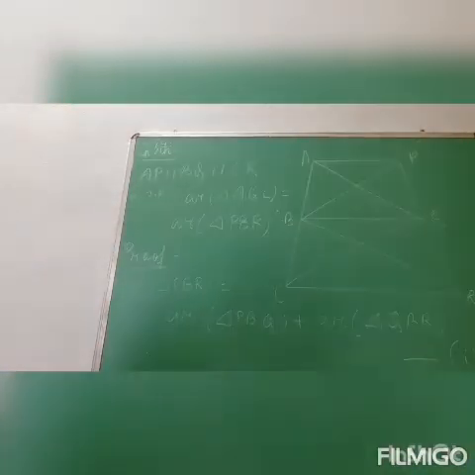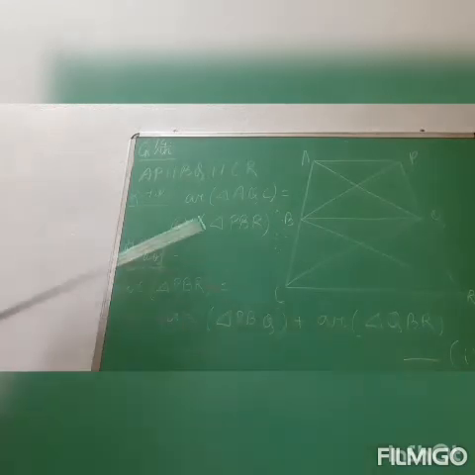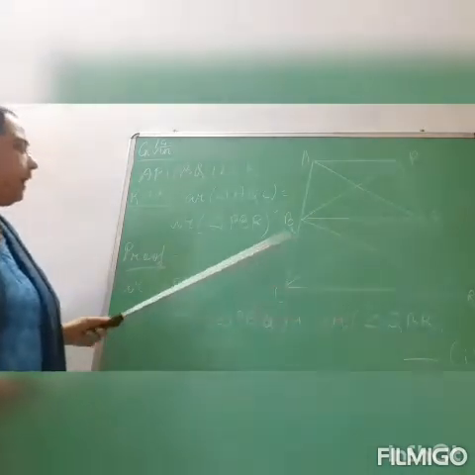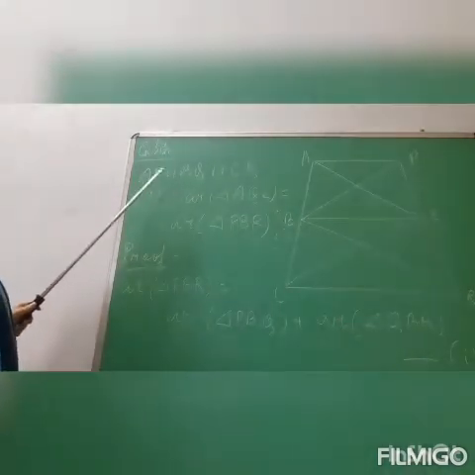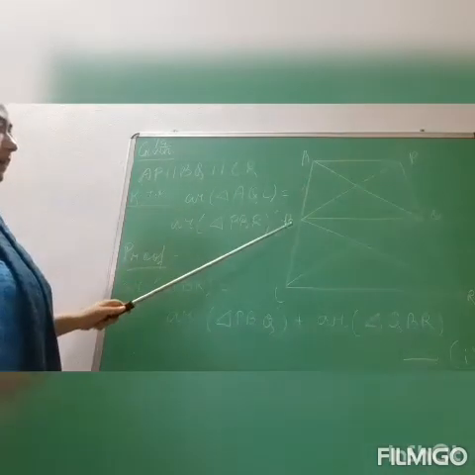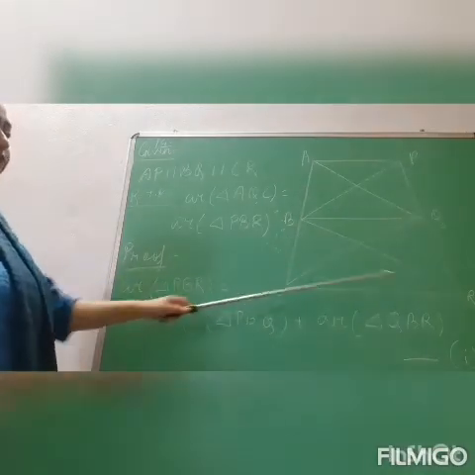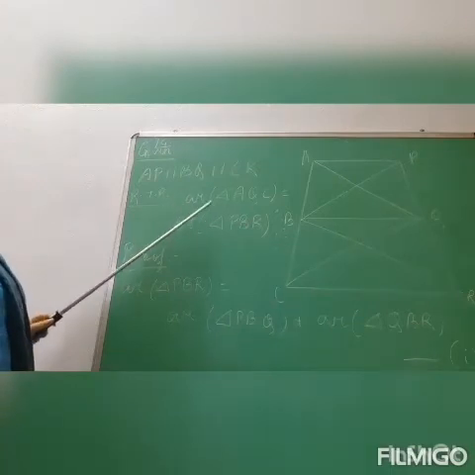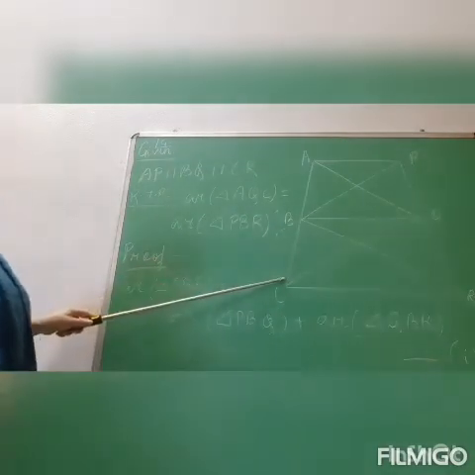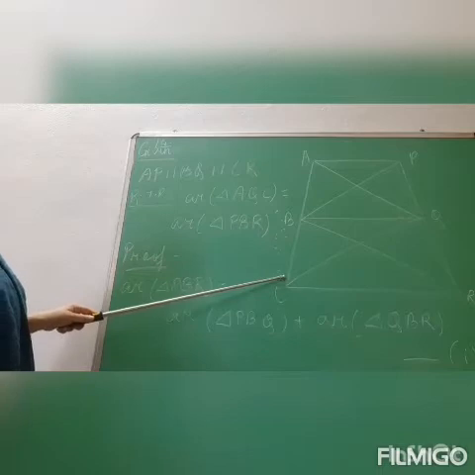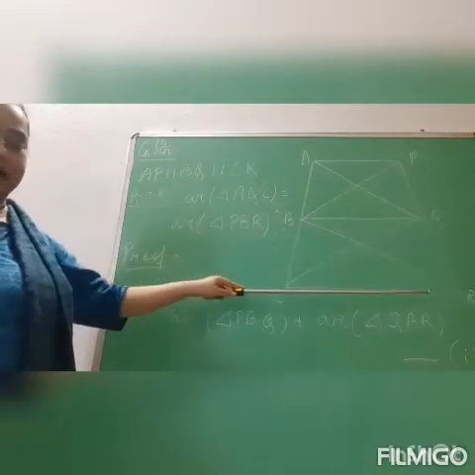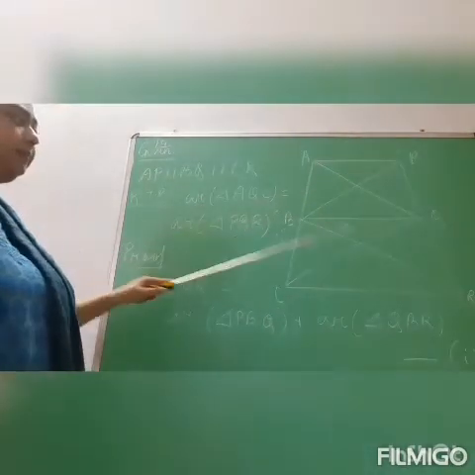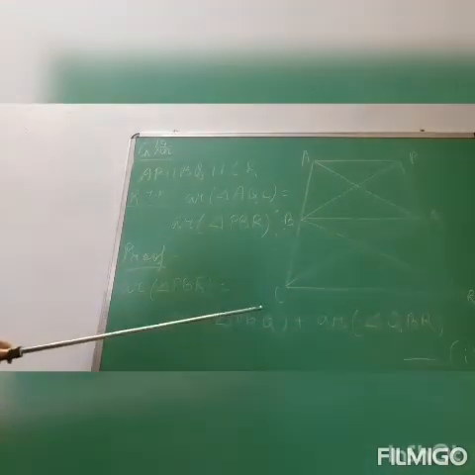Okay. Now let us move on to the next sum, that is number 14. See here, this is the figure for number 14. Now it is given in this question that AP is parallel to BQ, which is parallel to CR. This is given to you. Required to prove here is area of triangle AQC is equal to area of the triangle PBR. So let us proceed to the proof.